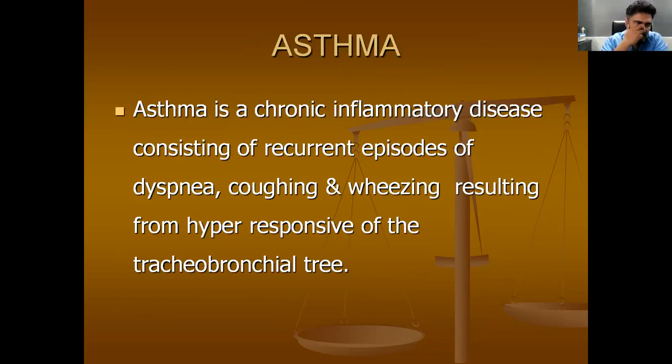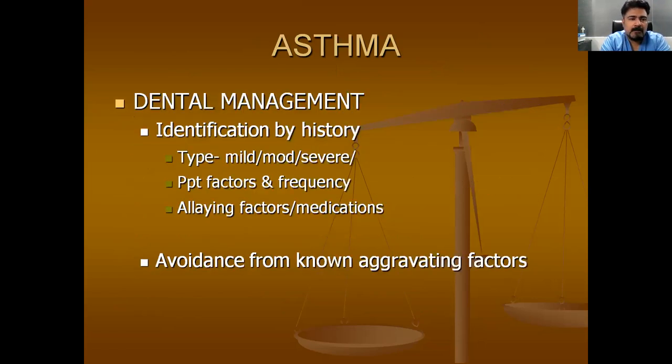The next is bronchial asthma. Asthma is a chronic inflammatory disease consisting of recurrent episodes of dyspnea, coughing, and wheezing resulting from hyperresponsiveness of the tracheobronchial tree. The dental management is identification by history, type, mild, moderate, severe, precipitating factors and frequency, aggravating factors and medications, and avoidance of unknown aggravating factors.